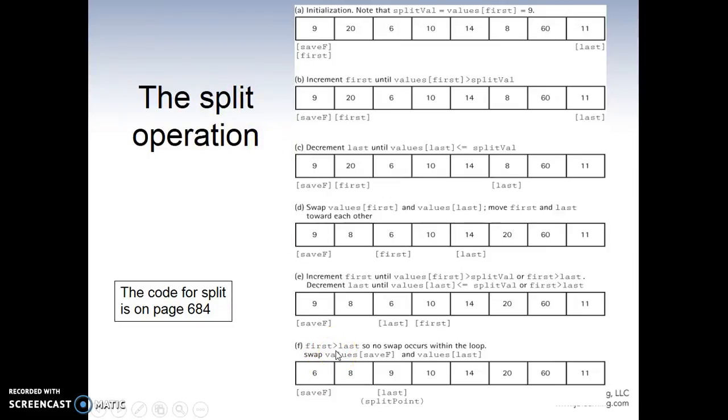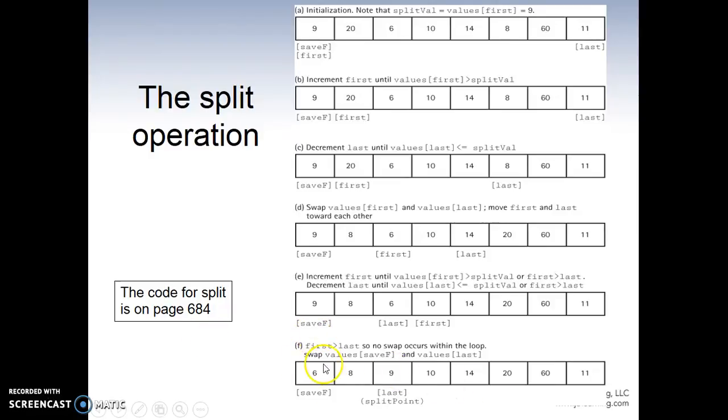Then it says first greater than last. Okay, if we check first greater than last, then that's it. We found that we already split it into two groups, so no more swap occurs within the loop. Then we just swap the values of save f, right? We make it like the index into the value of last. So we move 9 in between, so we split into two groups now.